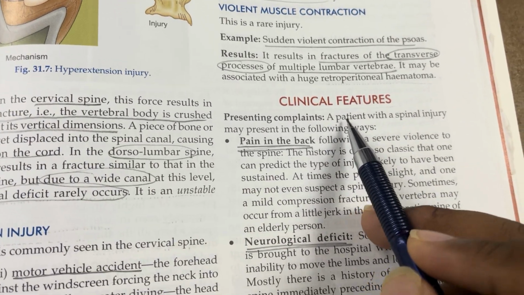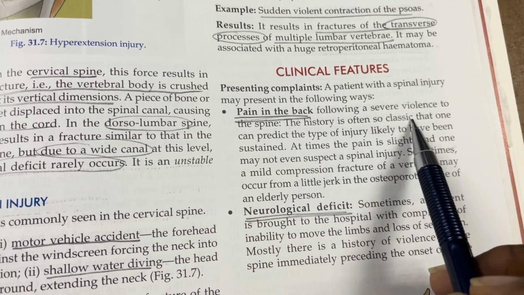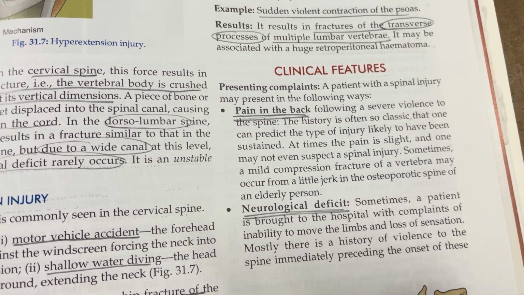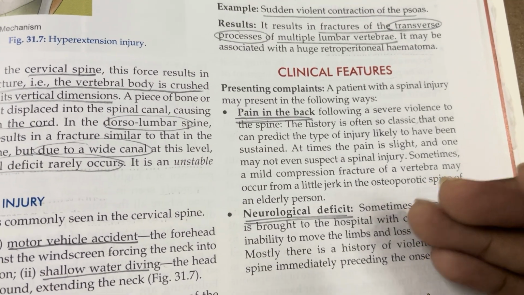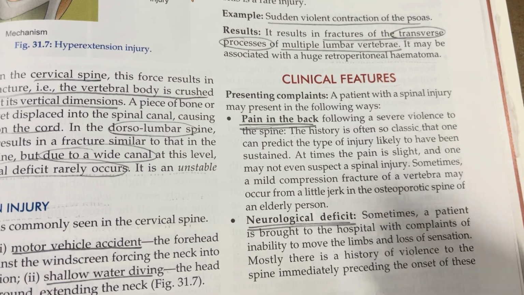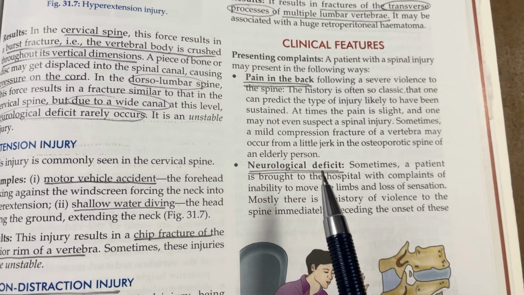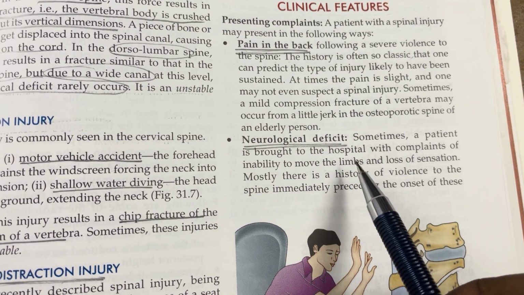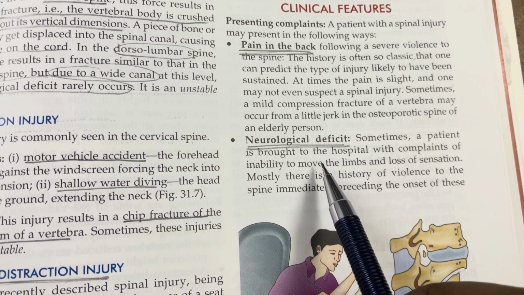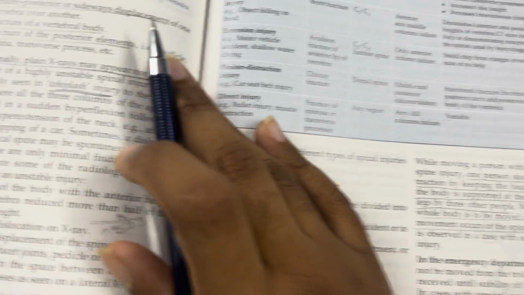So in the presenting complaints, a patient can have pain in the back. The history is very classic, but it is better to consider any acute pain in the back as a spinal injury unless and until proven otherwise, as a vertebral column injury or spinal injury. Next, you can also have neurological deficits. So the patient is sometimes brought to the hospital with complaints of inability to move the limbs and loss of sensation. Okay, and there's a history of trauma.